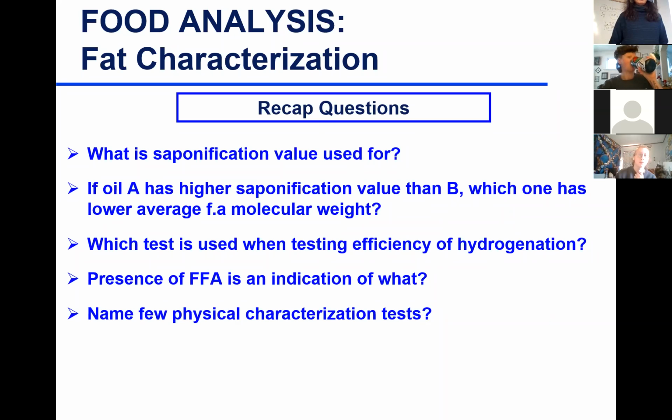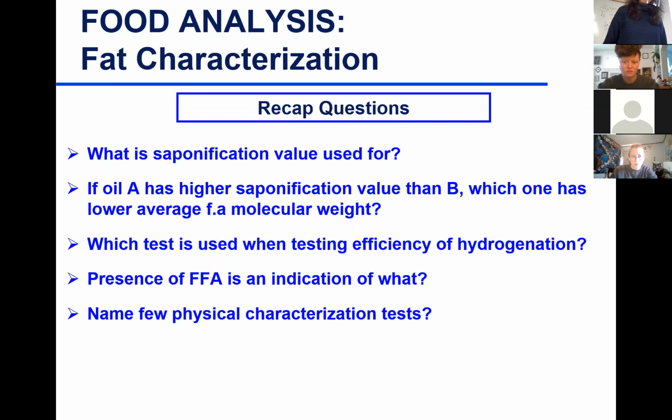Presence of free fatty acids is an indication of what? It has multiple indications. What could it be? Hydrolytic rancidity is one. Unrefined oil is another. There's one more. Frying oil, the age of the frying oil.